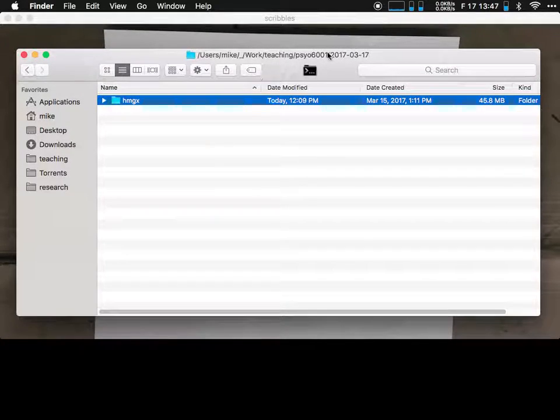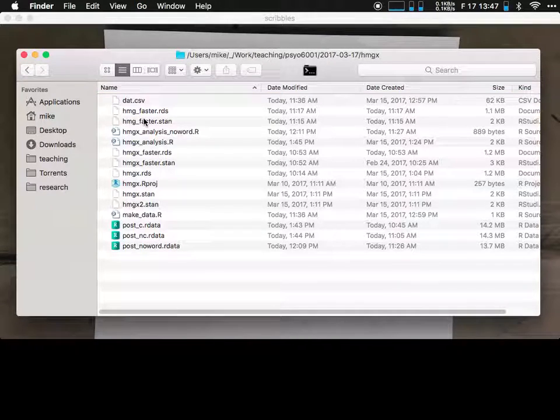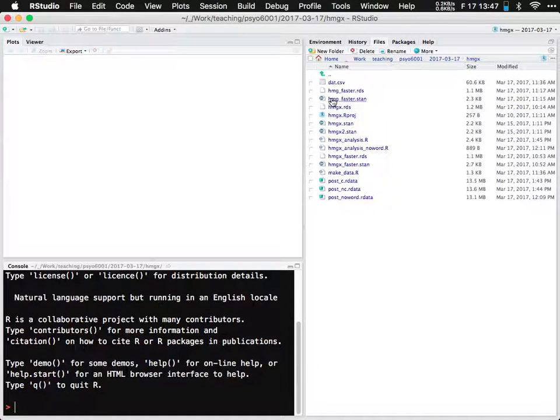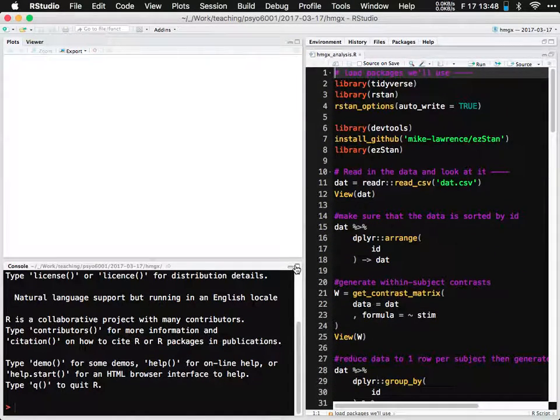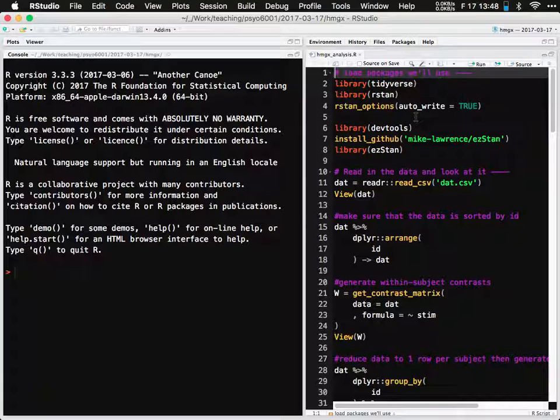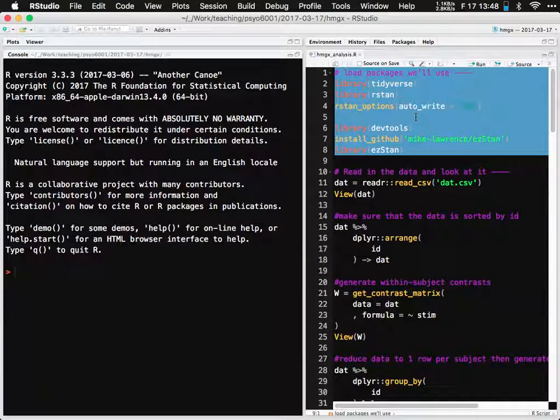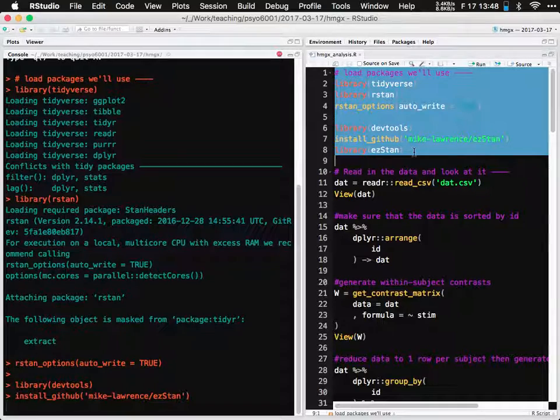So we've got our folder here, HMGX, hierarchical mixed design. So there's both within and between variables, Gaussian for G, X for crossed. I'm going to open up the project, hmgx.rproj, and I'll open up the R file hmgx analysis, which starts off by, as typical, loading all the things that we want, including the new easystan.